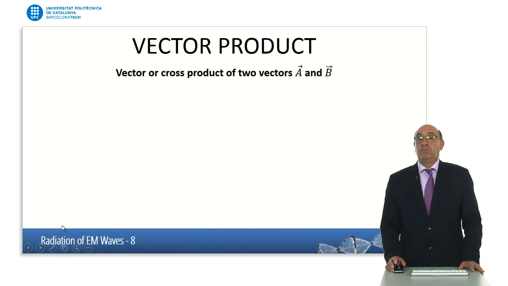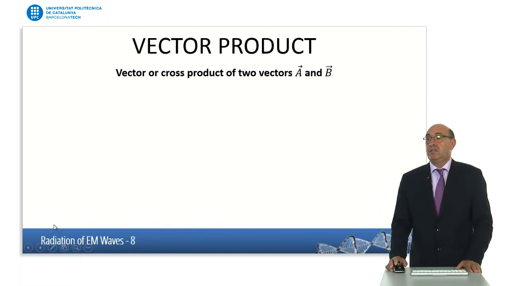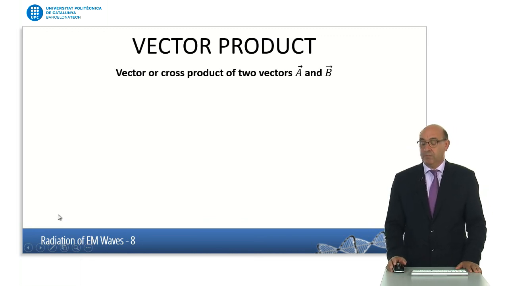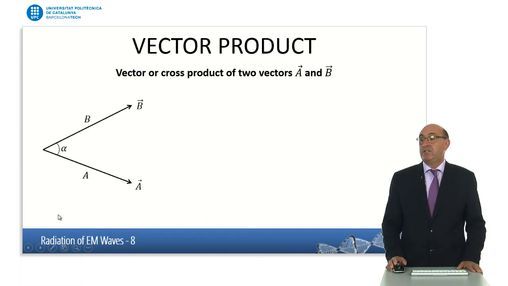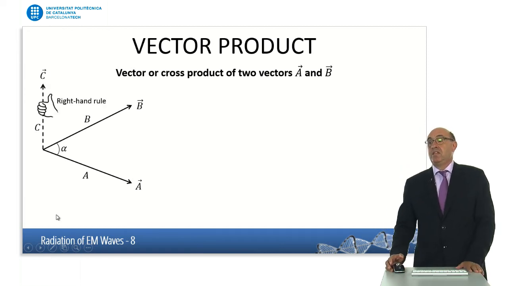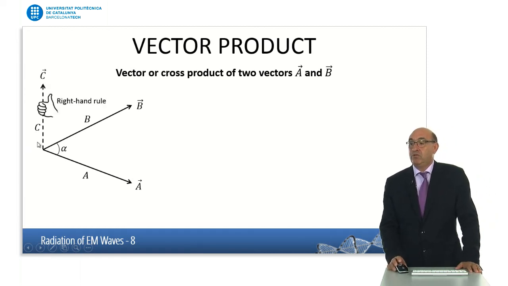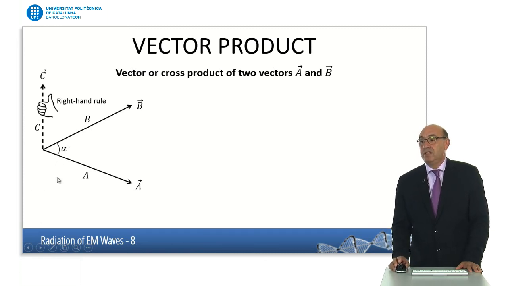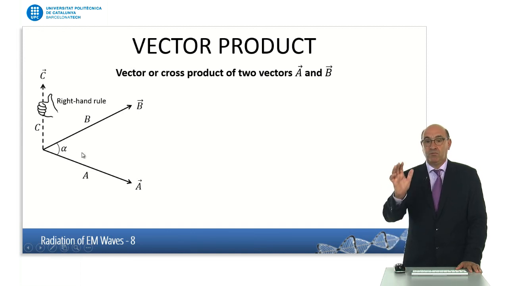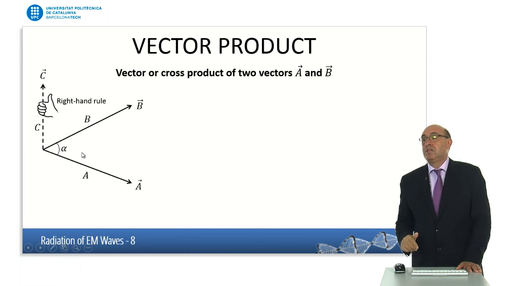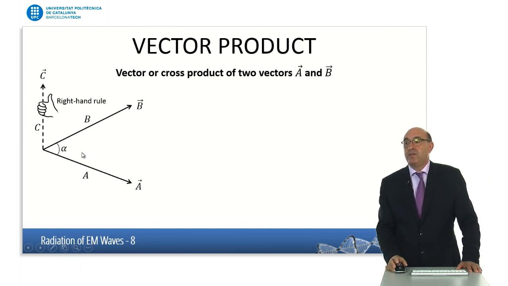There's a different product, and this is called a vector or cross product. In this case, we have the same vectors, the same angle, they represent the same thing, but the resulting operation is going to be different. Instead of getting a number, a scalar, we are going to get a vector. And this vector is going to be perpendicular to both and follow the right-hand rule. The right-hand rule means that if with your fingers you move from A to B in this direction, the vector will point as your thumb is showing.